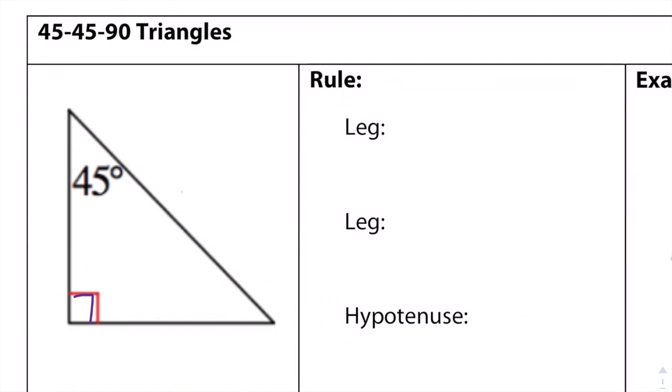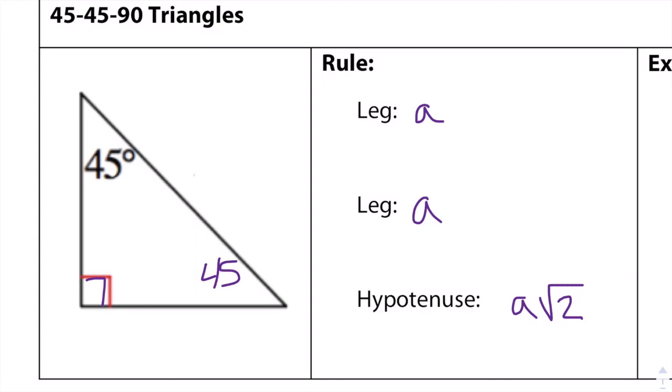So the rule for the 45, 45, 90 is that the two legs are the same, because if these two angles are the same, then the sides across from them are also the same. So those are the A's. And then the hypotenuse, the new rule is that the hypotenuse is A root 2. It's different than the 30, 60, 90 in that it's A root 2, not A root 3 this time. So this one would be our A root 2, and these would be A and A.